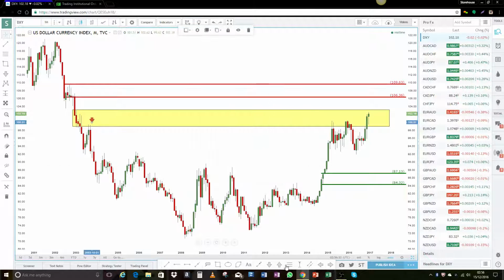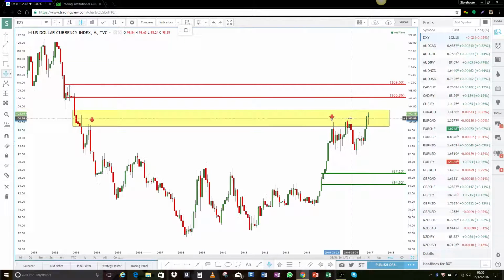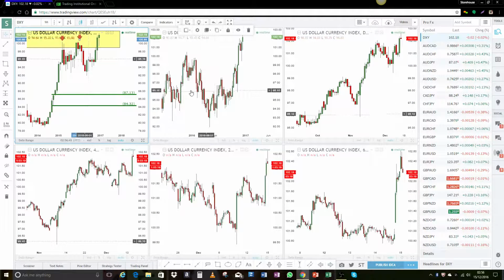So we still have, it's been tested so many times and it's still in there. So if and when we break through this, we now have something right above it, and we don't really have anything of quality that's fresh until this area down here. So this is what we're looking at. The trend is obviously up on the US dollar.